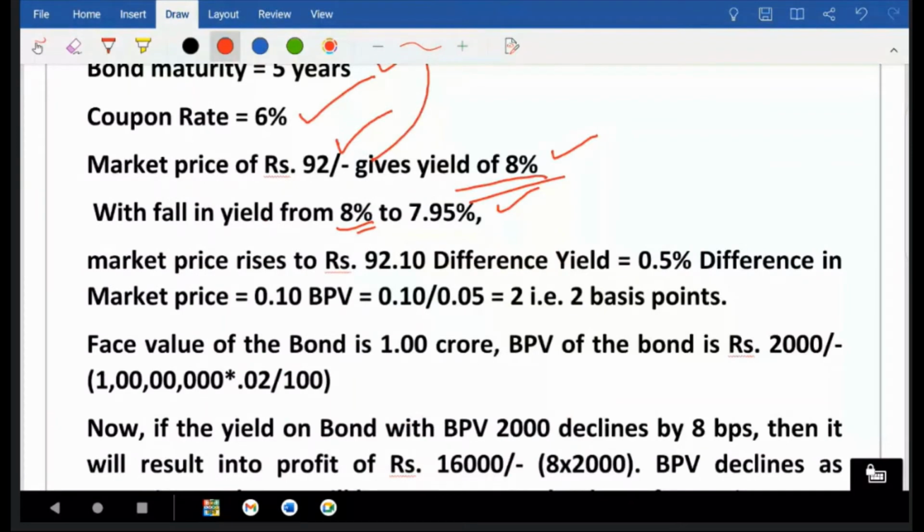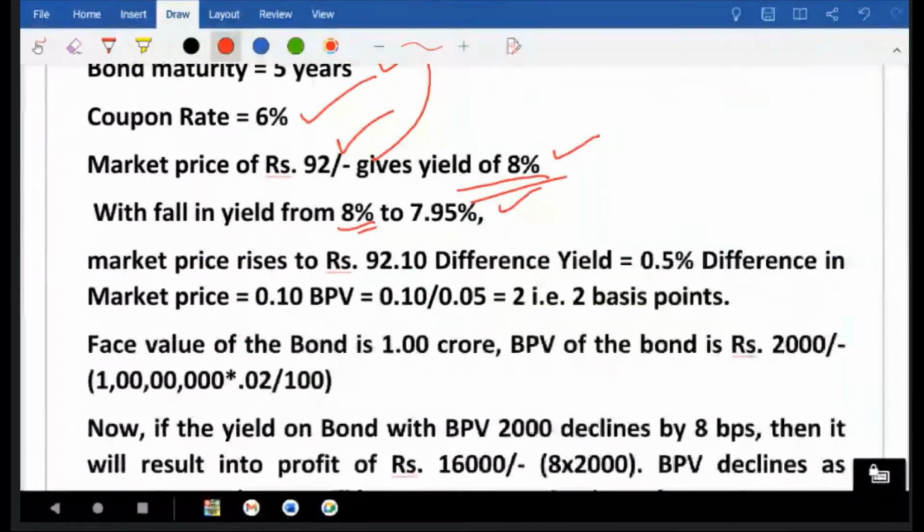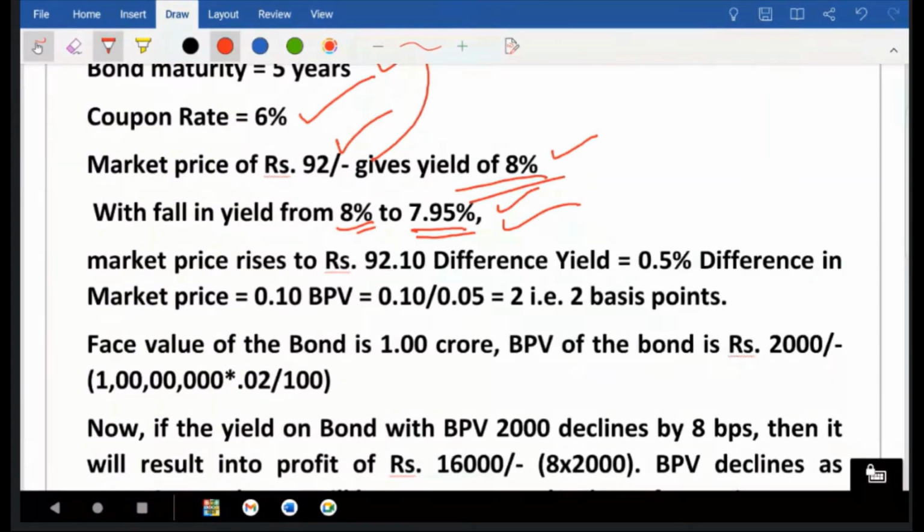So when yield has fallen from 8 to 7.95, the market price will rise, because it is always inversely proportional to the change in rate of interest. So market price will rise to 92.10. Earlier it was 92. What is the difference? The difference is 0.10.